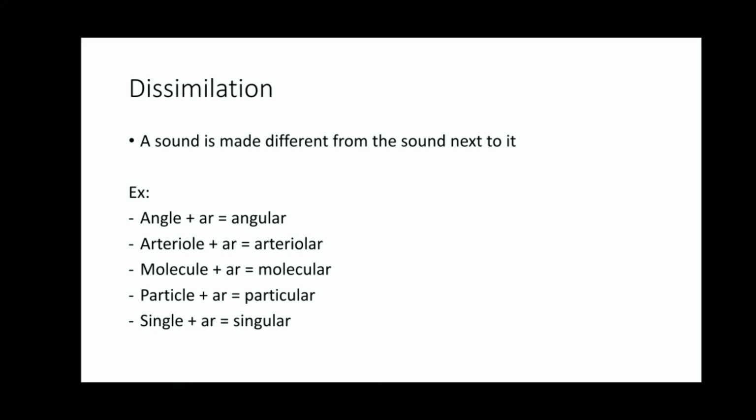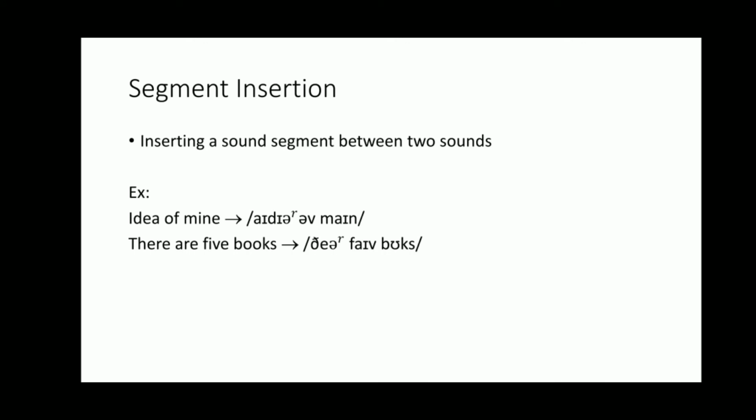Contrary to assimilation, there is dissimilation, in which a sound is made different from the sound next to it. The purpose is to make speech perception easier. For example, these are some words that end with the suffix ar. The first one, angle plus suffix ar will become angular. Arterial plus suffix ar will become arteriolar. Molecule plus suffix ar will become molecular. Particle plus suffix ar will become particular. And single plus suffix ar will become singular.